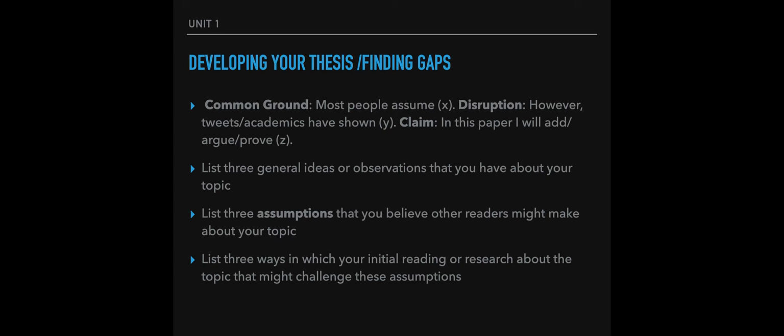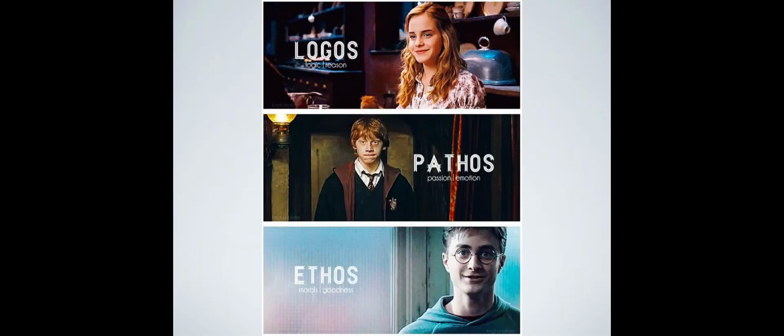And you can't do disruption unless you've read something. And so this is where I would highly recommend the text that we've used in class. And then the best part to start writing is to do 3 general ideas or observations that you have about your topic, 3 assumptions, and 3 ways in which your initial reading and research about the topic might challenge these assumptions, right? Might challenge the way that this graph is interpreted.